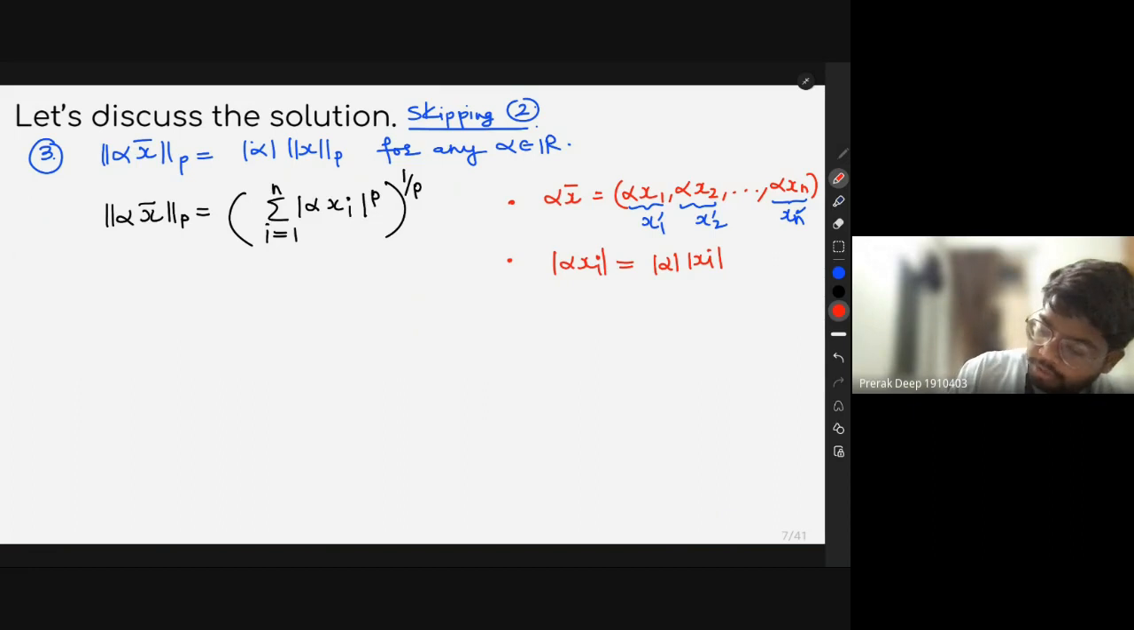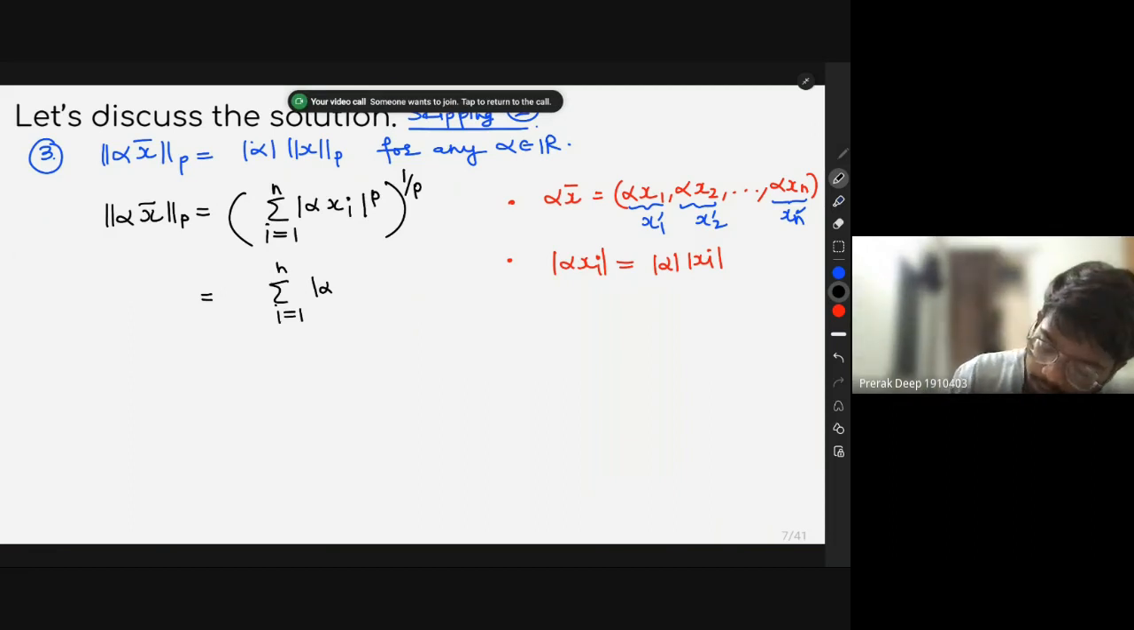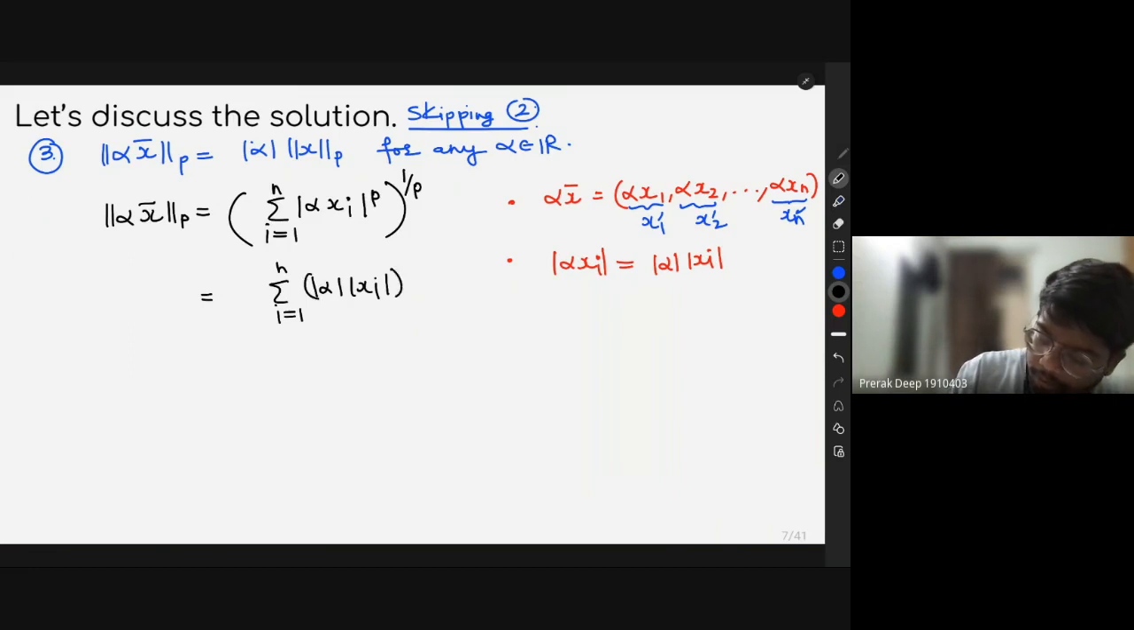So that's what I'm going to use in the right hand expression. So I will get summation i from 1 to n, alpha mod xi to the power p, and then whole power over p. Now this power also distributes. If you have alpha beta to the power p, it distributes among these scalars. So that's what I'm using here.